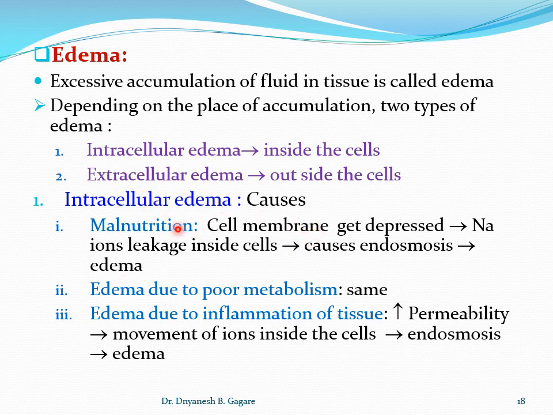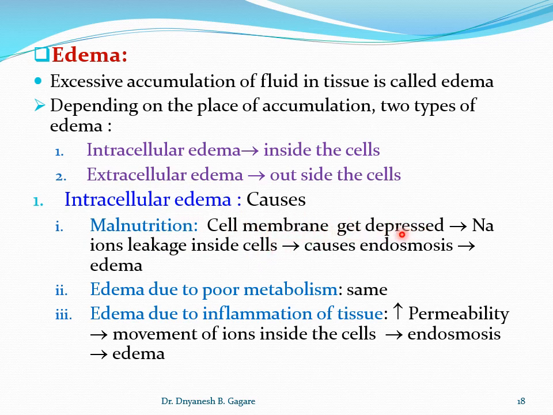Okay, so intracellular edema: here malnutrition, then problem in metabolism, then edema due to the inflammation of the tissue for any cause, that is an infection, or there may be a trauma to the tissue. So all types of inflammation can lead into the edema. Malnutrition means the cell membrane gets disturbed. If the diet is not maintained, or there is less protein in the food, the integrity of the cell membrane gets disturbed.